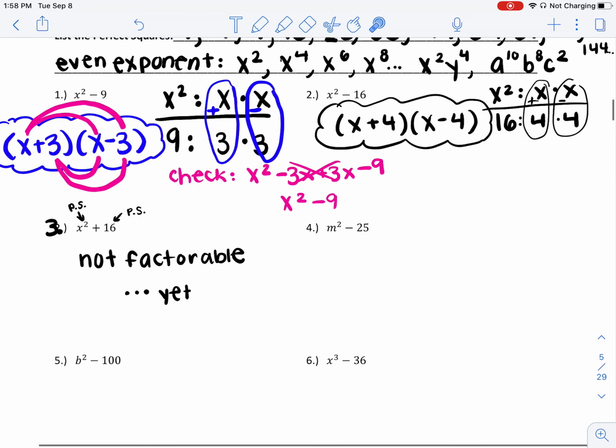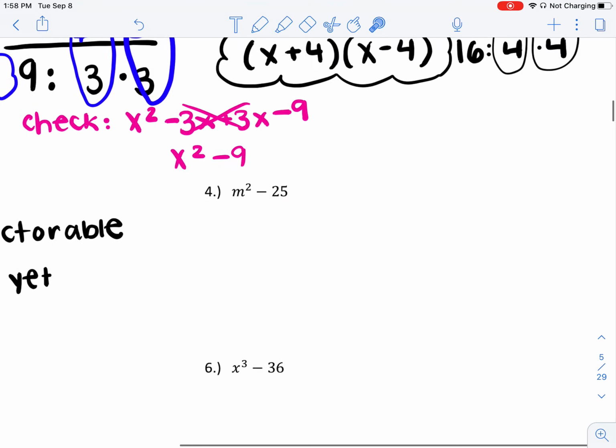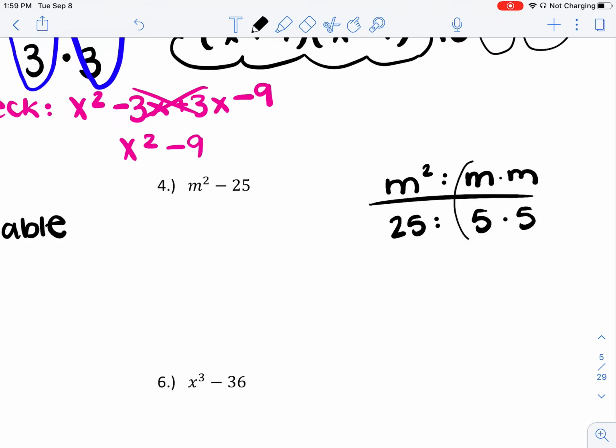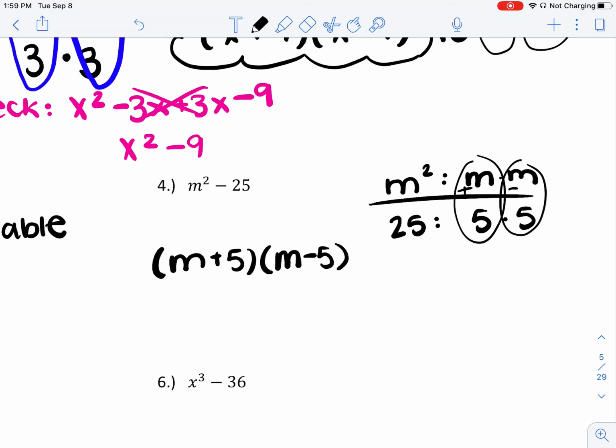But number 4, we do have it set up correctly. We've got an even exponent, which means that's a perfect square. And then 25 is also a perfect square. And I have a minus sign in the middle, so I can break this down. So I have m squared, then the minus sign, and then 25. So that's m times m, and 5 times 5. Group them up. One gets a plus, one gets a minus. So that's m plus 5, m minus 5, and that's your answer.